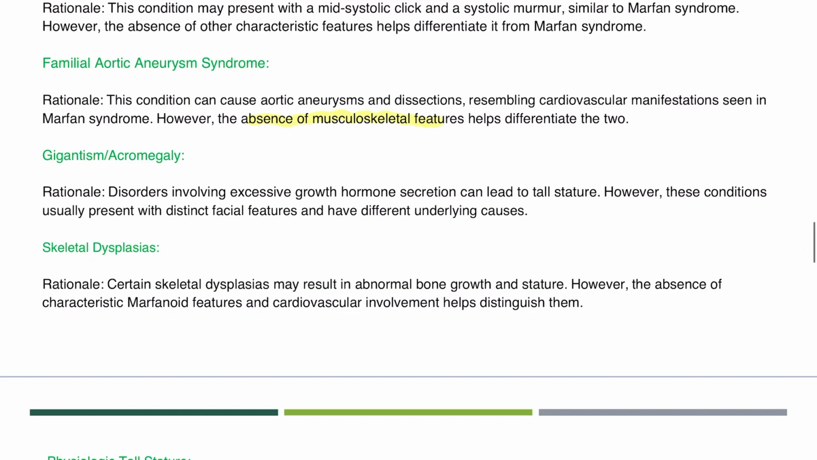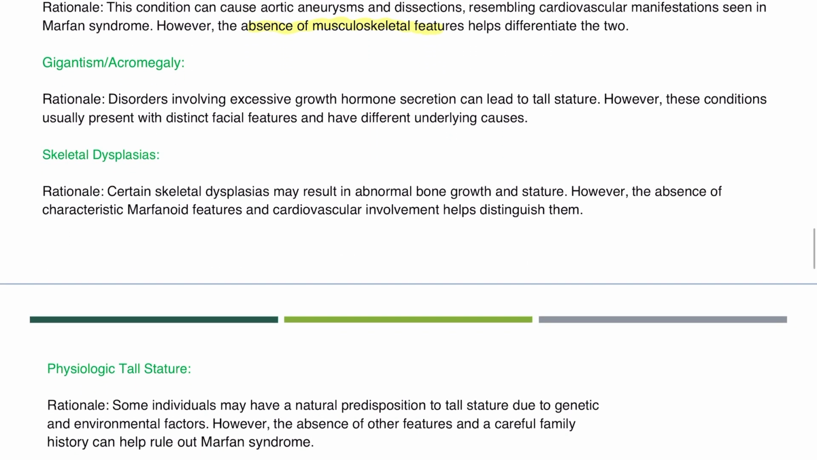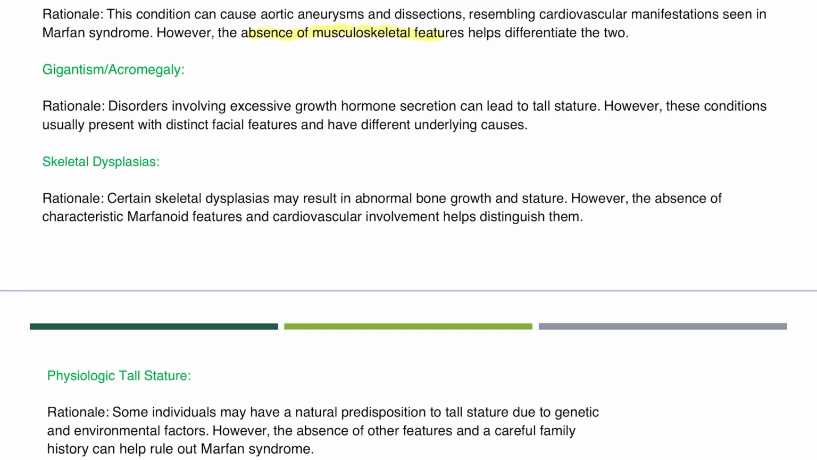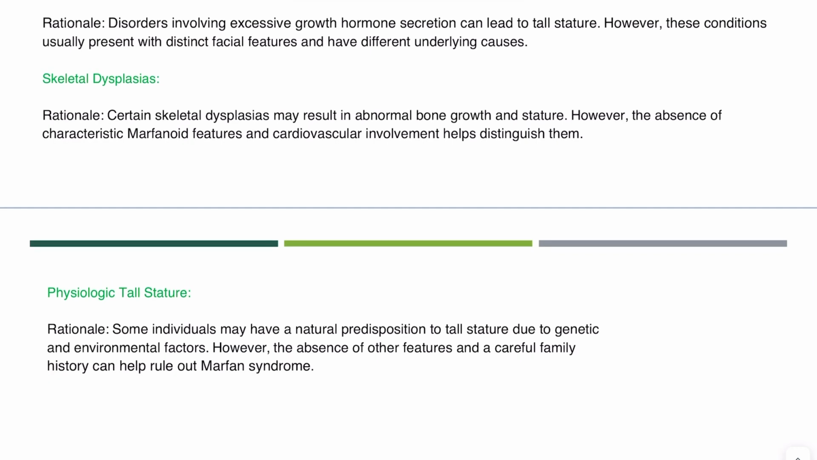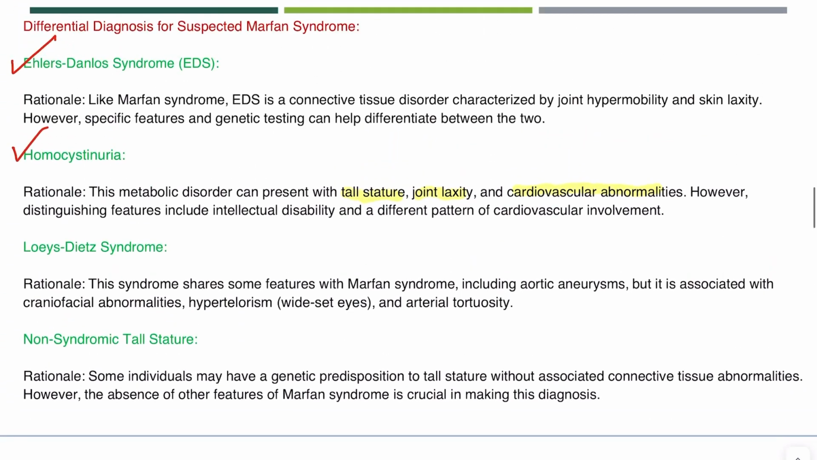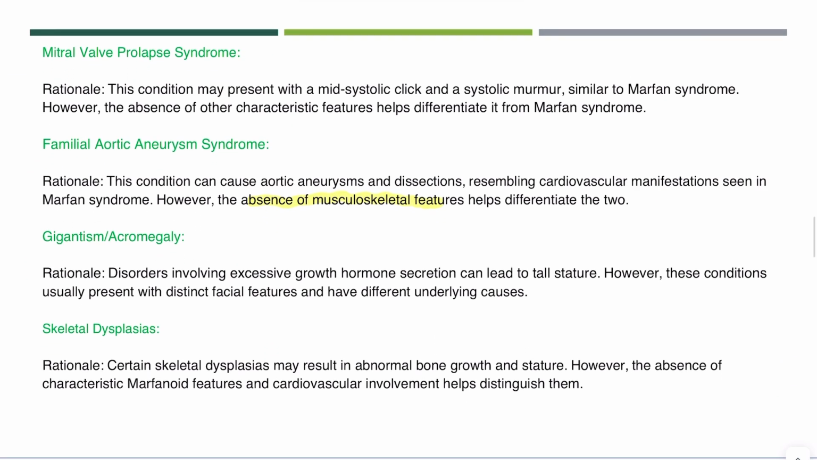Gigantism, acromegaly, well, can lead to tall stature, but again there are distinctive features. And skeletal dysplasia, certain skeletal dysplasias may result in abnormal bone growth and stature, but again, there are characteristic Marfanoid features here. And physiological tall stature in the end, as some individuals have a natural predisposition to tall stature due to genetic and environmental factors. So if you can remember Ehlers-Danlos, homocystinuria, and acromegaly, I think, or gigantism, I must say gigantism, so that should be enough.